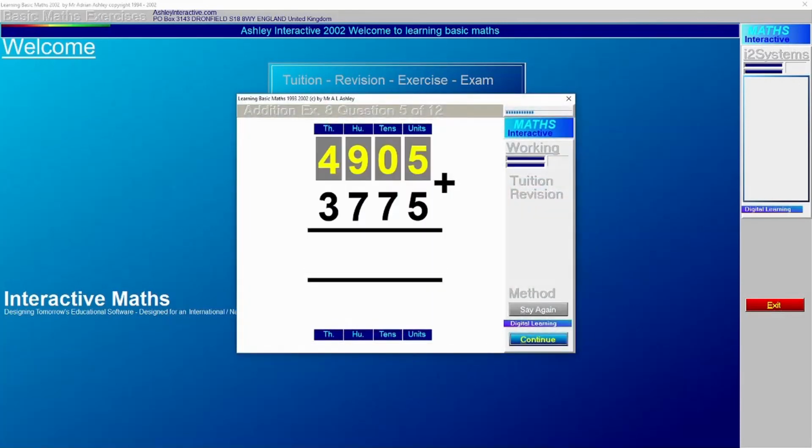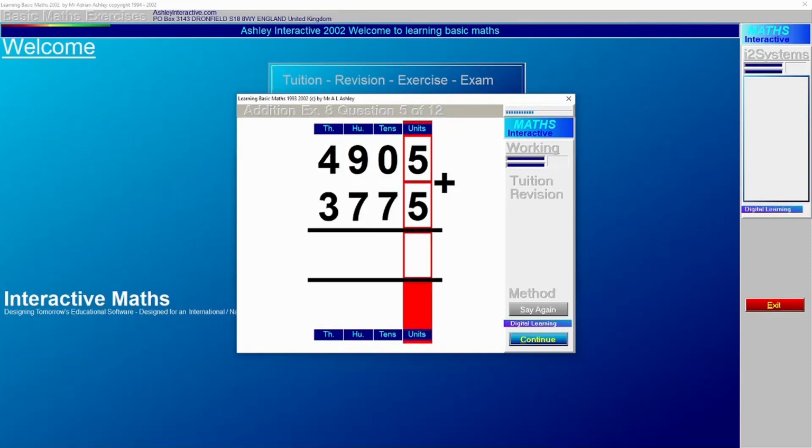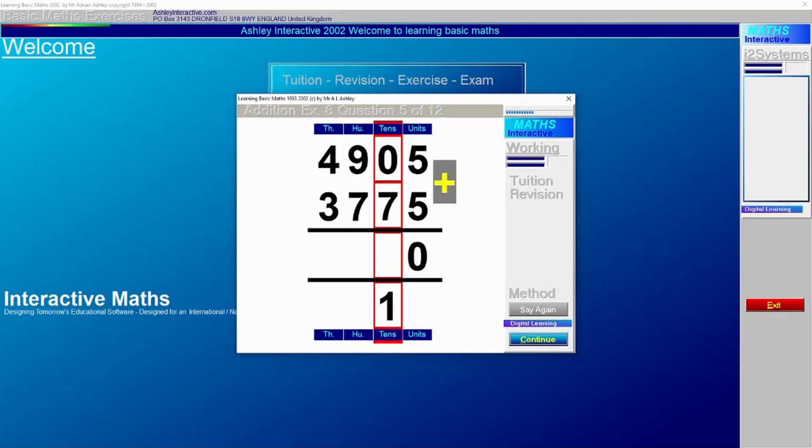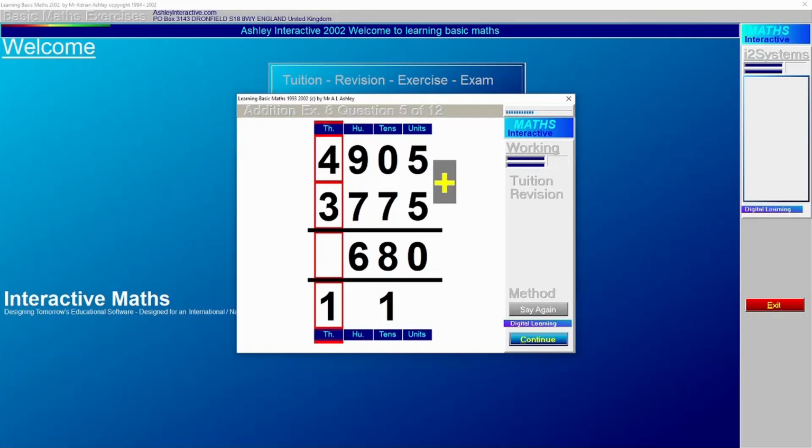4,905 add 3,775, adding up the units column. 5 add 5 is equal to 10. 1 carried to the tens column. 0 adding up the tens column. 0 add 7 add 1 is equal to 8. 9 add 7 is equal to 16. 1 carry 6. 4 add 3 add 1 is equal to 8.